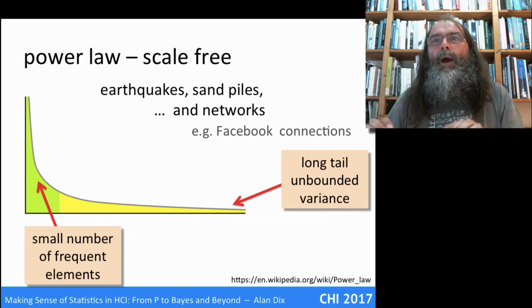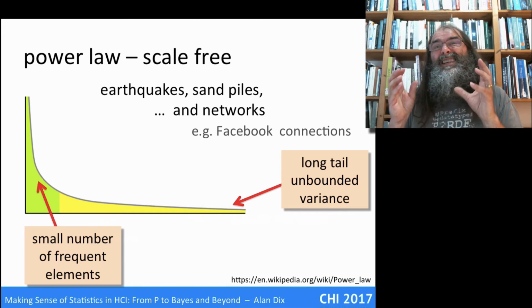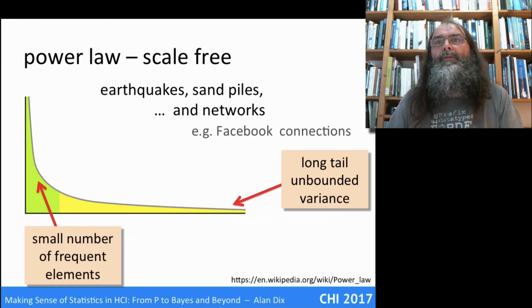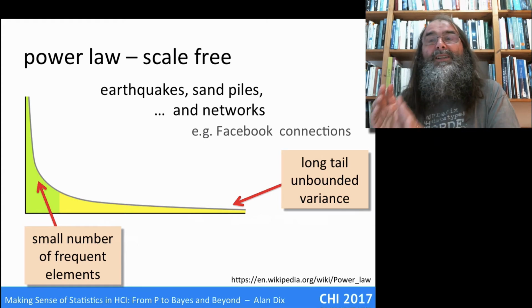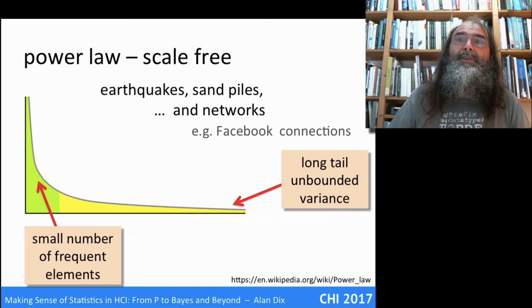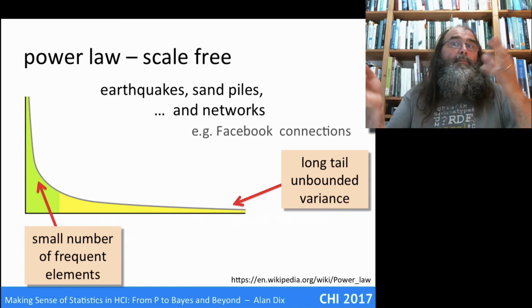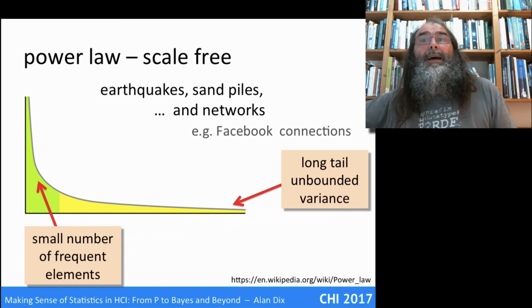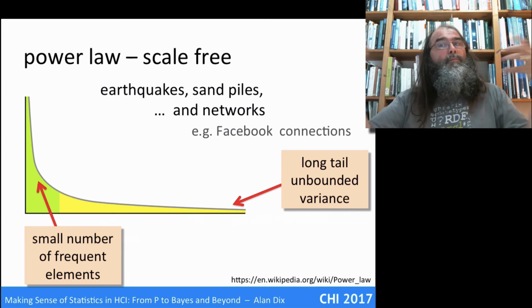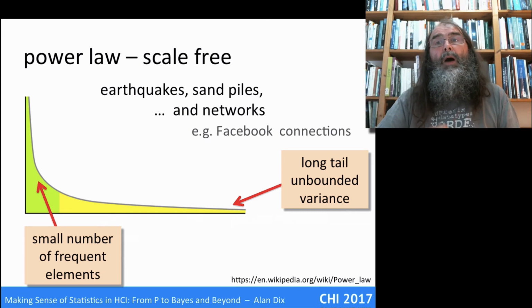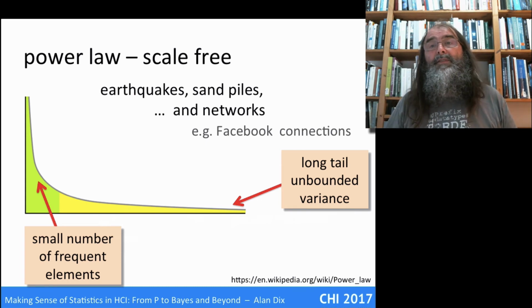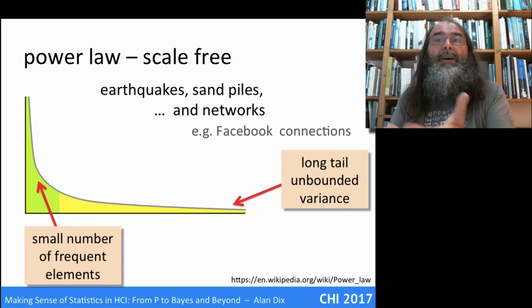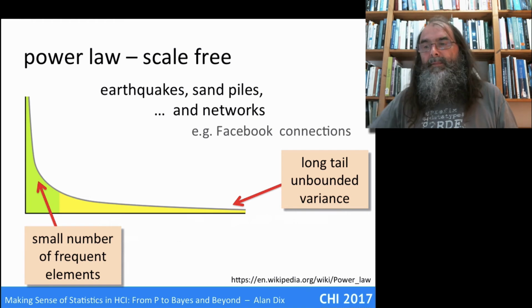Crucially, networks, things like Facebook connections, social network phenomena, are long tail distributions. They are power law distributions. Number of links from a web page: most web pages have one or two links, or perhaps a few more than that. A few web pages have thousands of links. If you look at incoming links, most web pages have very few things pointing to them. A few of them have thousands and thousands of things pointing to them. Friends on Facebook: most people have two or three, or probably again more than that, perhaps 20, 30, 40 friends. A few people have thousands and thousands.